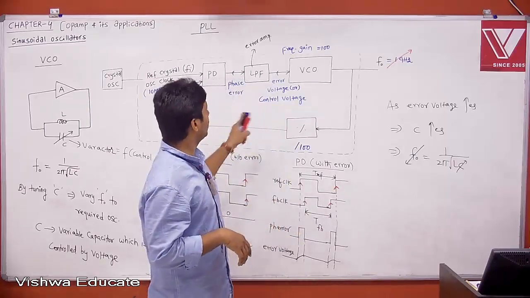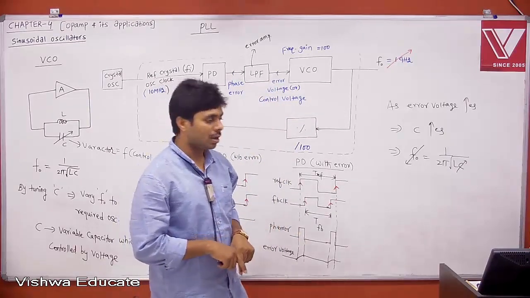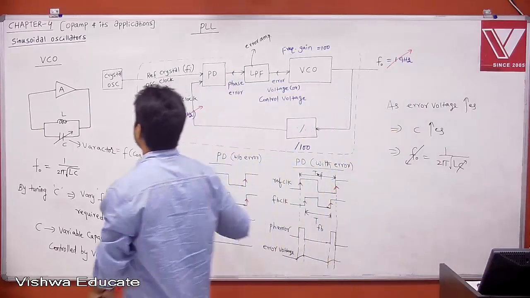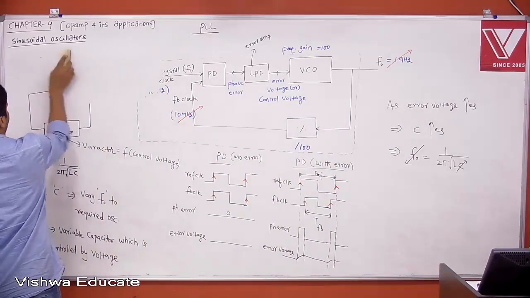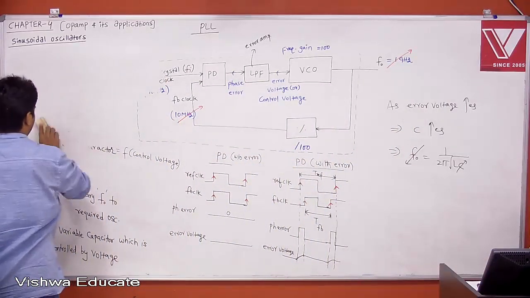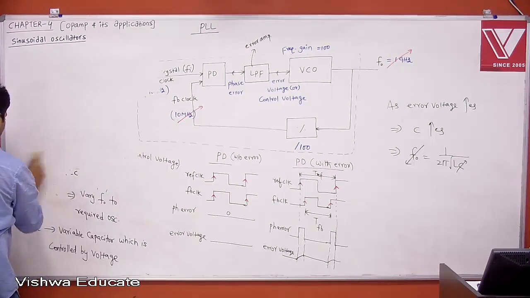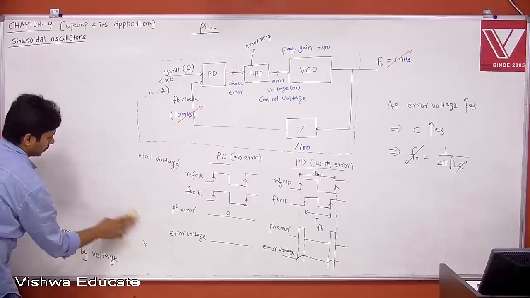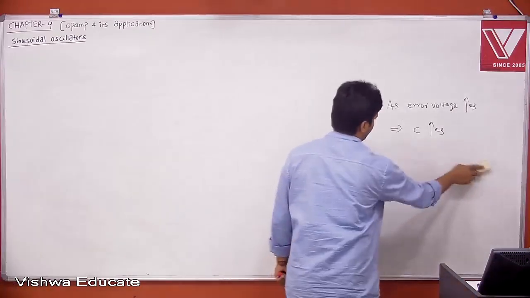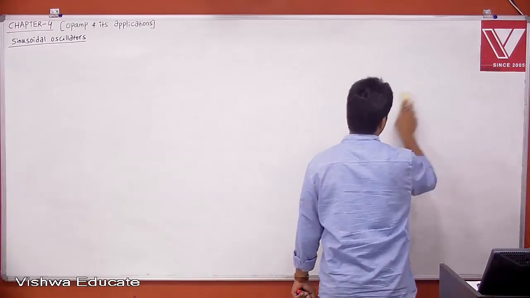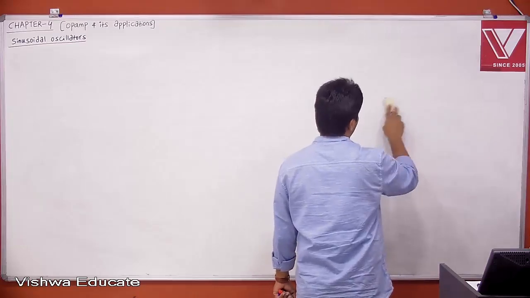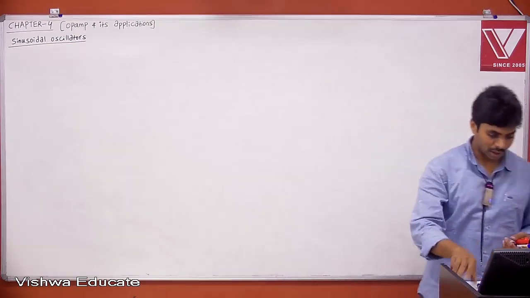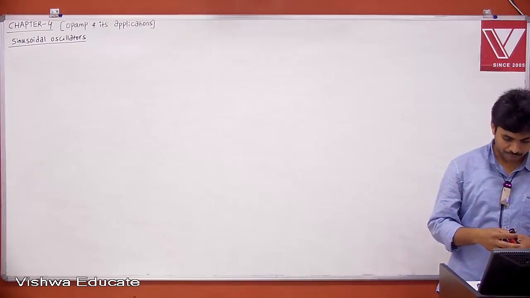But the core of the PLL is nothing but VCO. That is what we had seen. Now let's see the problems. You may expect at least one question out of 2 sets or 3 sets from regulators. They are important. Okay.